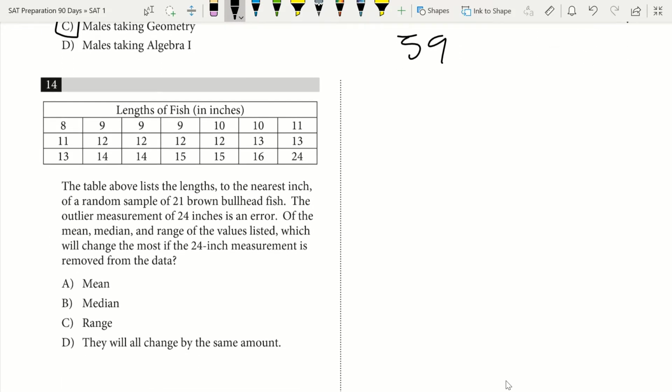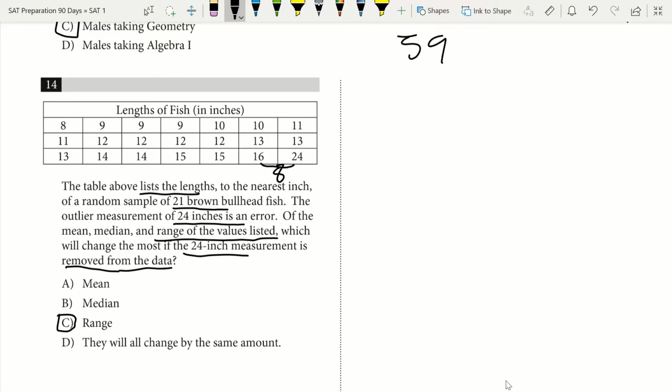So we have the lengths of fish in inches. We have a table listing the lengths to the nearest inch of a sample of 21 brown bullhead fish. The outlier measurement of 24 inches is an error. Which of the following, mean, median, range, will change the most if that 24-inch measurement is removed? Well, we know since this 24 is our maximum, and it's our maximum by a total of 8, right, going from 16 to 24, that range then is going to decrease by 8. Now the median will barely change since obviously it's going to be that center measurement. Same with the mean, it will barely change as well, but that range will change the most. So our answer there is going to be C for number 14.